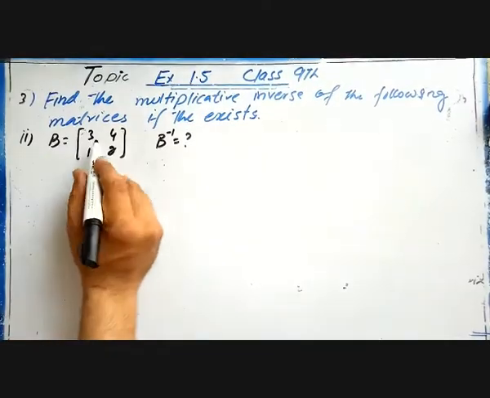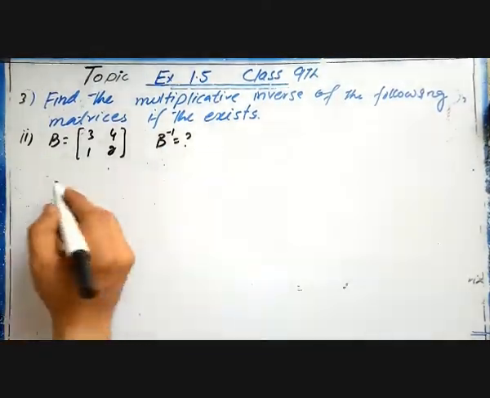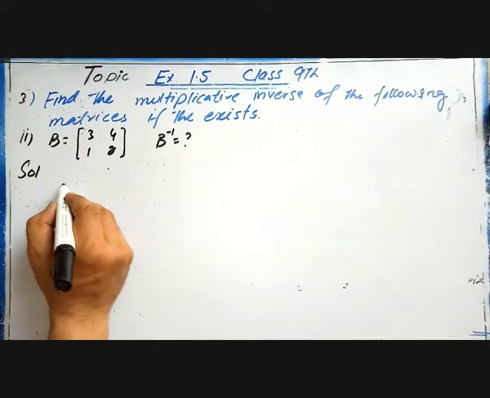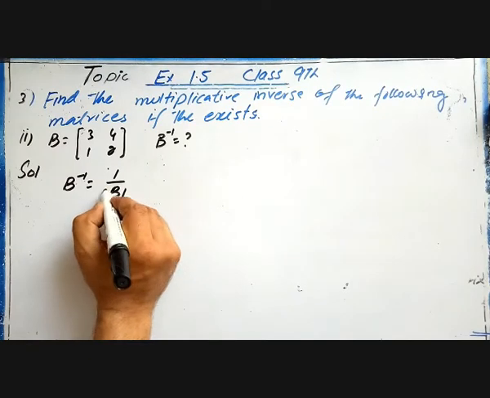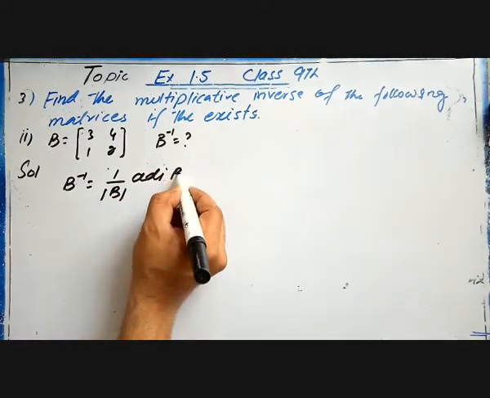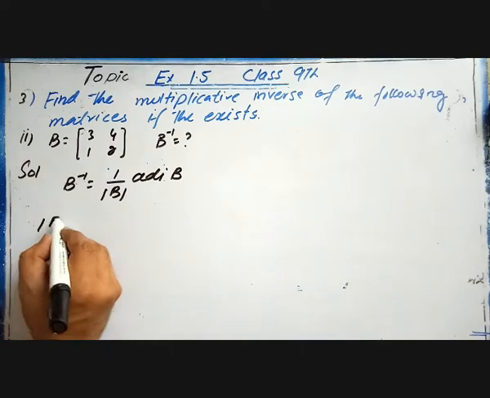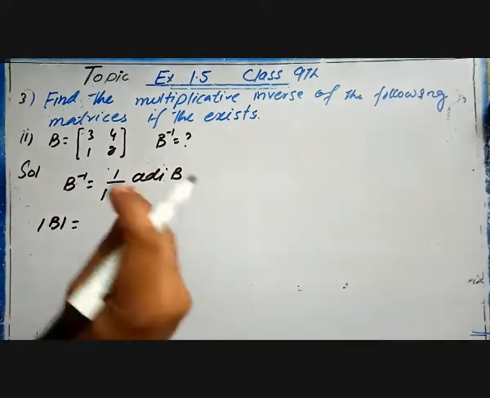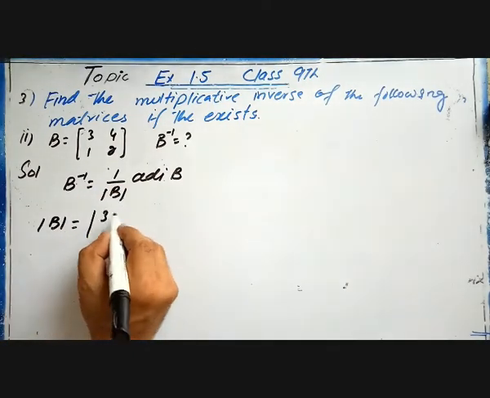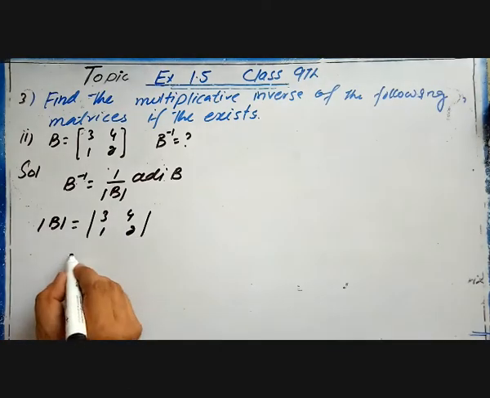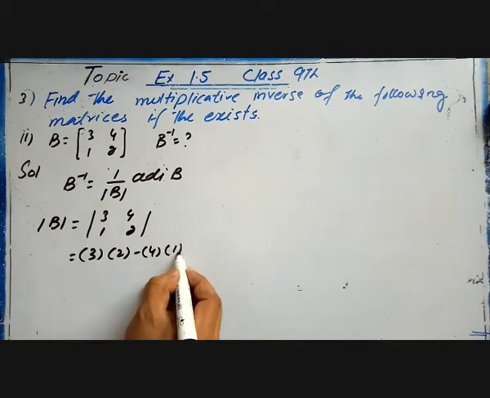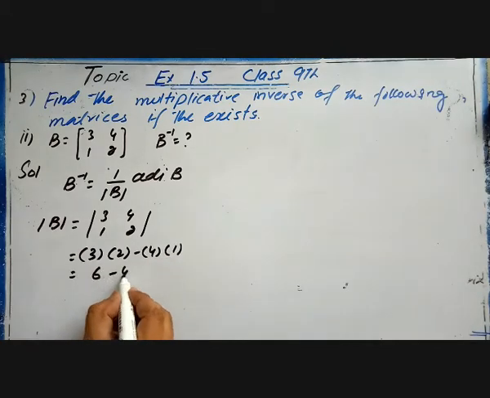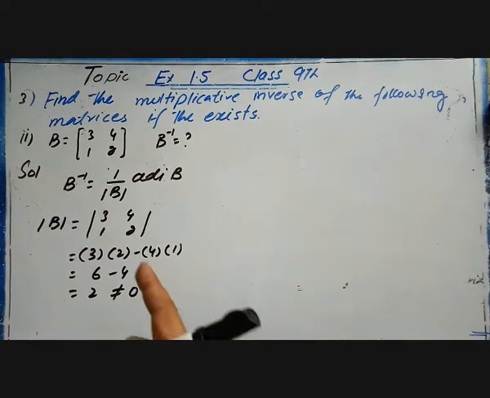Part number second, B is equal to 3 4 1 2. Find B inverse. So solution: B inverse is equal to one over determinant of B into adjoint of B. First we have to find the determinant because we have to check whether the inverse exists or not. So 3 4 1 2: 3 into 2 minus 4 into 1, 3 twos are 6 minus 4 is equal to 2, which does not equal 0. So we can find the B inverse.